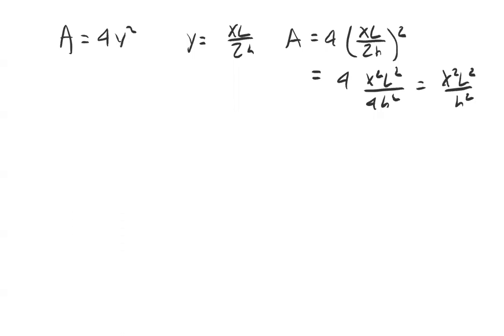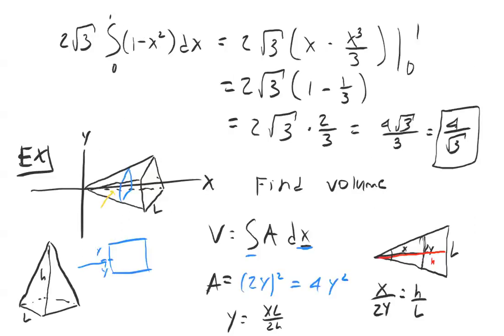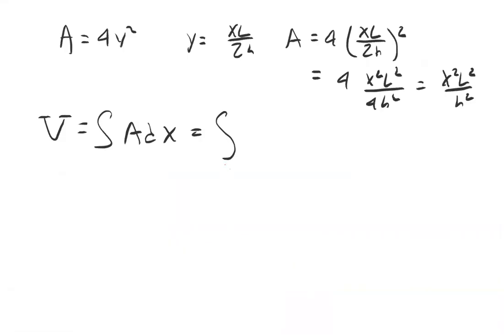Okay, so now my cross-sectional area is in terms of x. I get then that my volume is just the integral of A dx. And if you look along the x-axis, look back at my picture to figure out the bounds of the integral. On the x-axis, I start off at 0 here, and I go down the entire height of the pyramid there. So my integration bounds are from 0 to the height of the pyramid. And then I get x squared L squared over h squared dx.